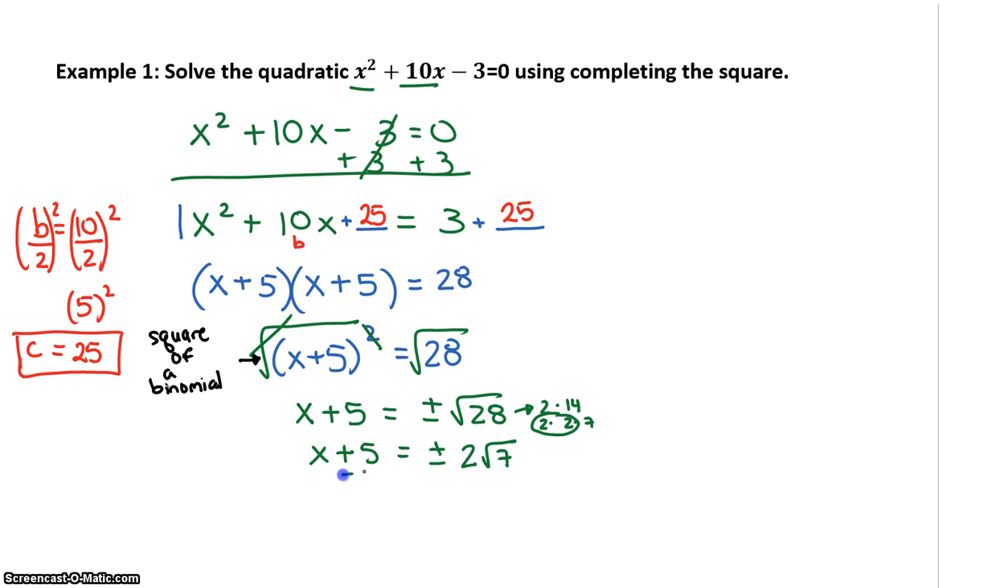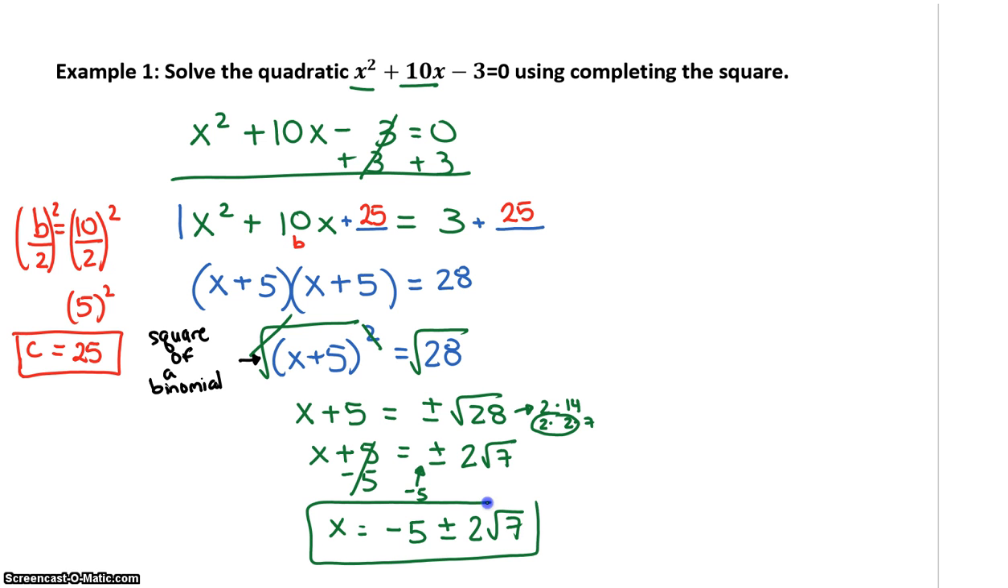All right, I'm going to go ahead and subtract the 5 to the other side. We squeeze it in right there, subtract 5. So x equals, this cancels, negative 5 first, plus or minus 2 square root of 7. And that's our final answer. We have solved the problem using what we like to call the completing the square method. Great job. All right, let's go into the second problem.